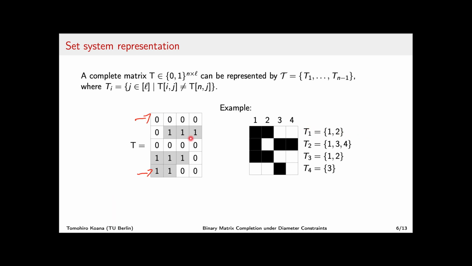And observe that when T_n, the nth row of T, and this family of sets are given, then we can reconstruct the matrix T from the set system. And one crucial observation is that whenever the matrix T has diameter at most beta, then also every set in the set system has cardinality at most beta.